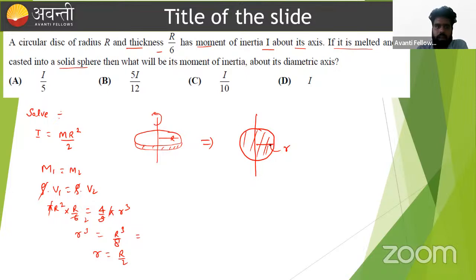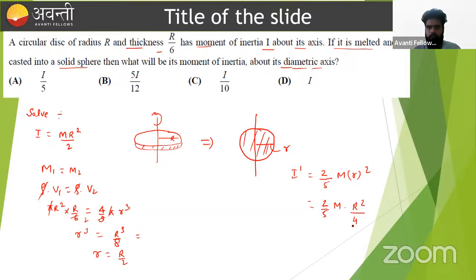So what is the moment of inertia about the axis of this solid sphere? Let us call this I dash. What is the moment of inertia about the diameter? This is a 3D body, and the moment of inertia about the axis passing through the diameter in all three directions x, y, z remains the same. So it is 2 by 5 m r square. I hope this is clear. Mass is conserved here, so put down mass. The radius squared is R square by 4.